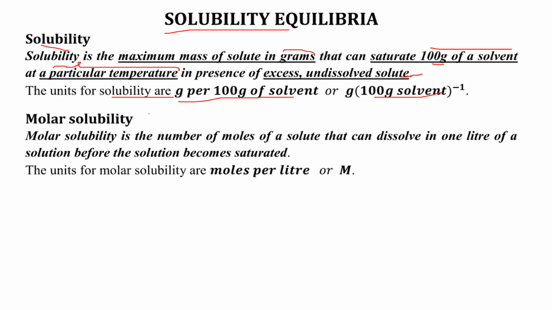So let's look at the molar solubility. Solubility is different from the molar solubility in that here we are going to be looking at moles. So we're going to define molar solubility as the number of moles of a solid that can dissolve in 1 liter of a solution before the solution becomes saturated. So the number of moles of a solid that can dissolve in 1 liter of a solution before the solution becomes saturated is going to be called molar solubility.